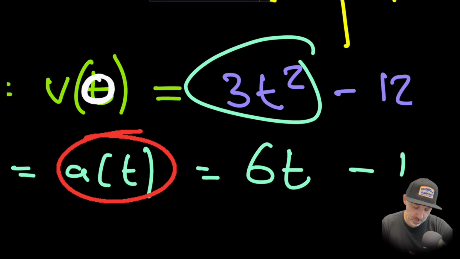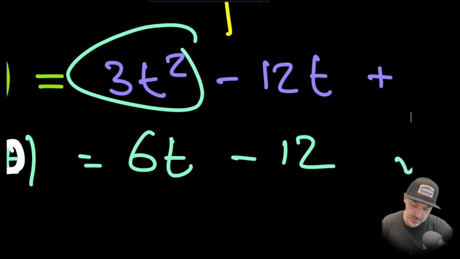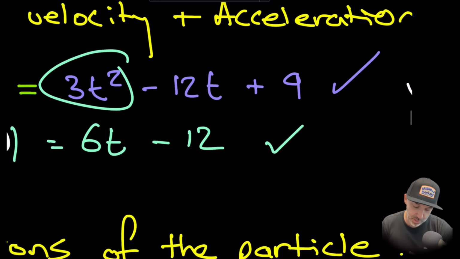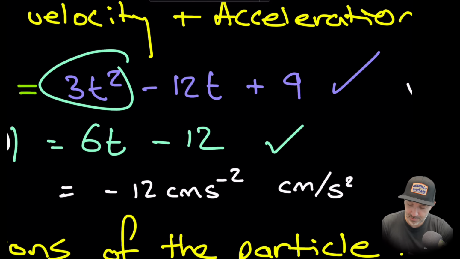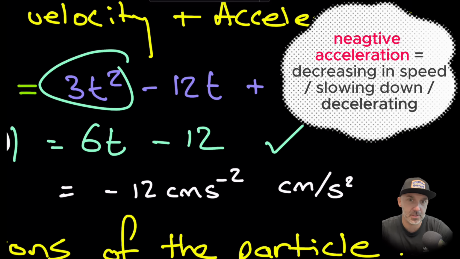Acceleration, so we're going to be plugging 0 in for acceleration. So we will get 0 minus 12. So the initial acceleration will be minus 12 centimeters per second squared. That means that the particle is slowing down. If it is negative, it is decelerating.